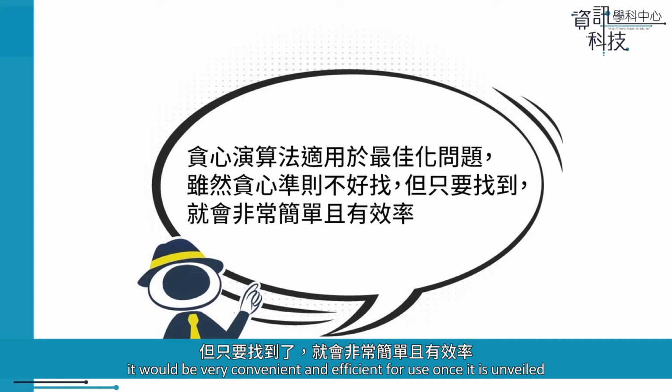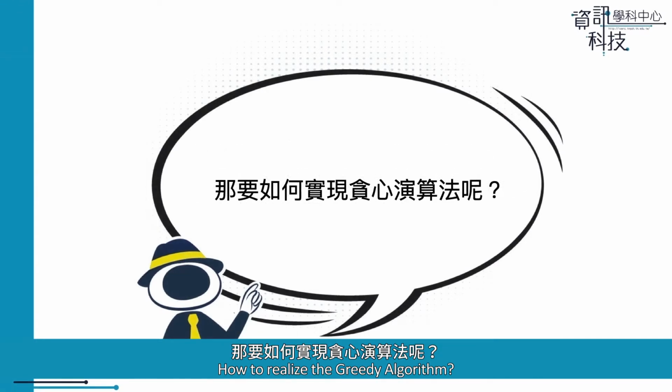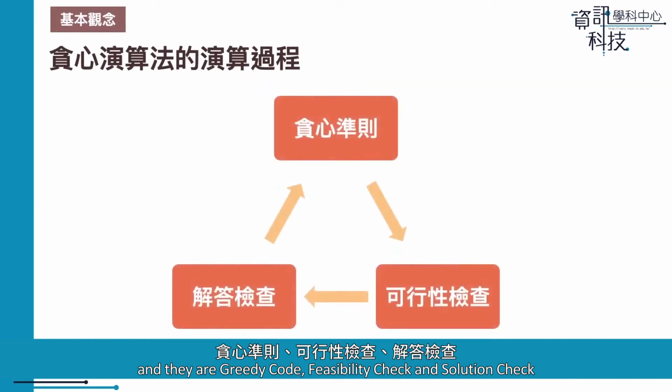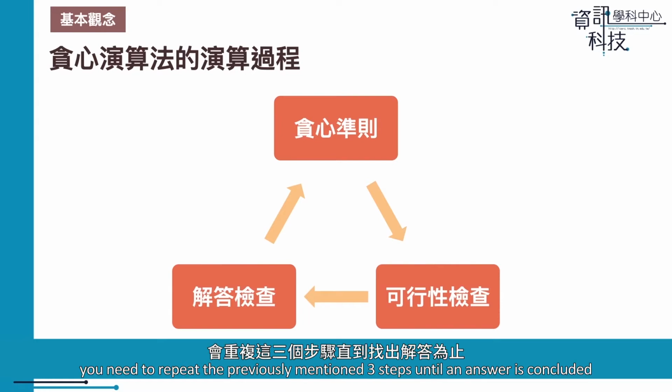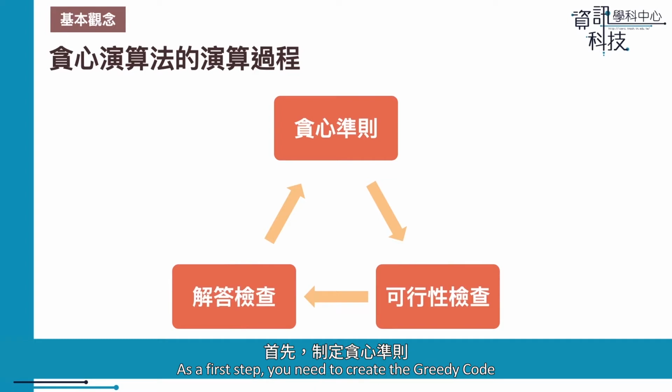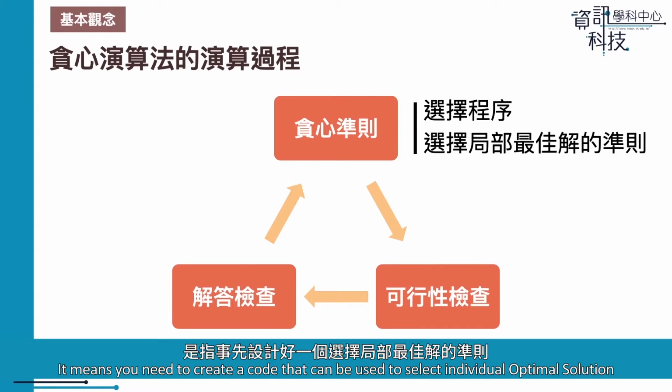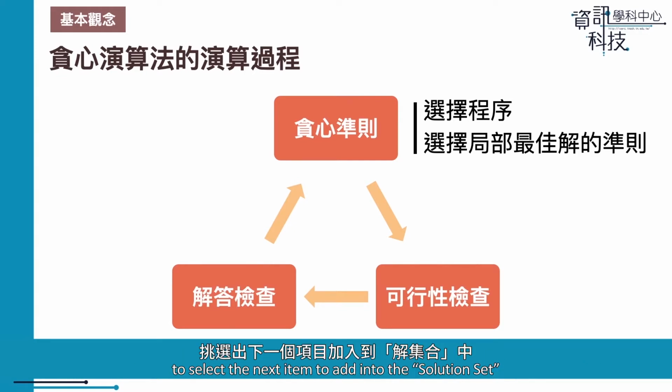How to realize the greedy algorithm? The computation process of the greedy algorithm comprises the following 3 steps: greedy code, feasibility check, and solution check. When solving a problem, you need to repeat these 3 steps until an answer is concluded. As a first step, you need to create the greedy code. The greedy code is also called the selection procedure. It means you need to create a code that can be used to select the individual optimal solution, to select the next item to add into the solution set.